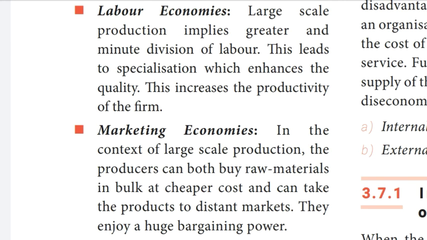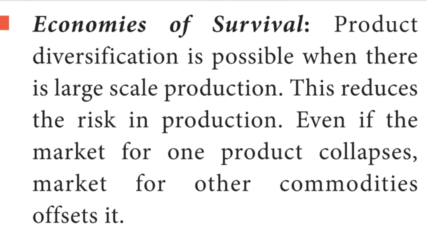Next, marketing economies. In the context of large-scale production, the producer can both buy raw materials in bulk at a cheaper cost and can take the product to distinct markets. They enjoy a huge bargaining power. Last, economies of survival. Product diversification is possible when there is large-scale production. This reduces the risk in production. Even if the market for one product collapses, the market for other commodities offsets it.